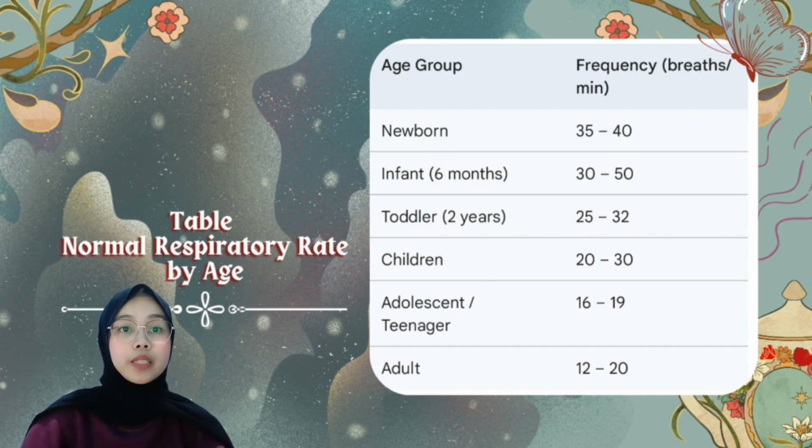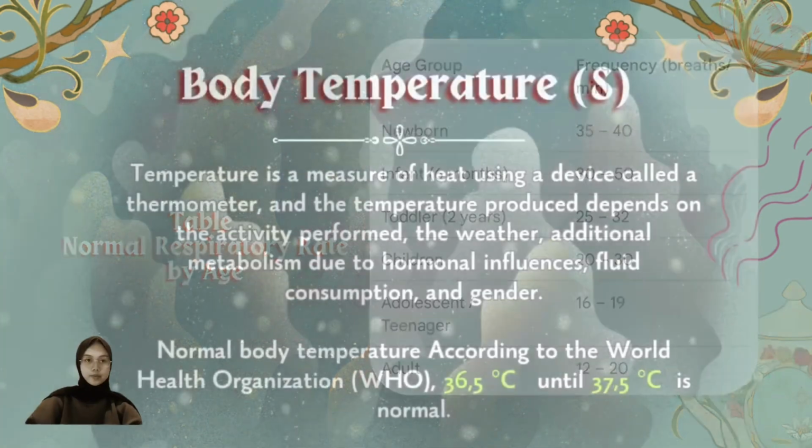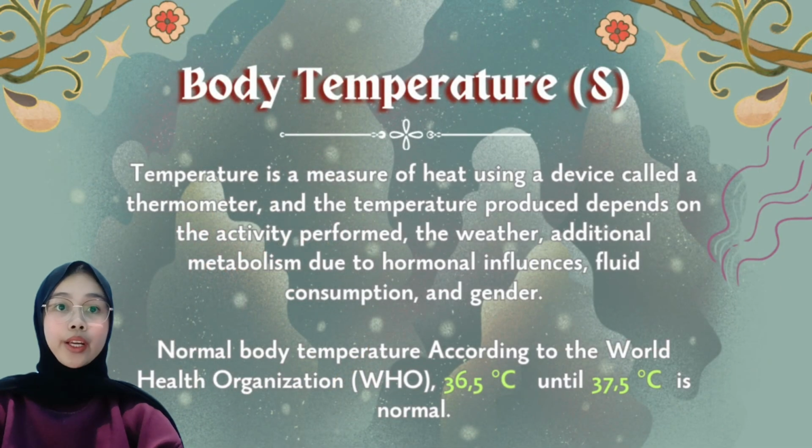Children normally breathe faster than adults because their metabolism is higher. That is why age is very important when interpreting vital signs. Okay, this is the last point of vital signs, body temperature.